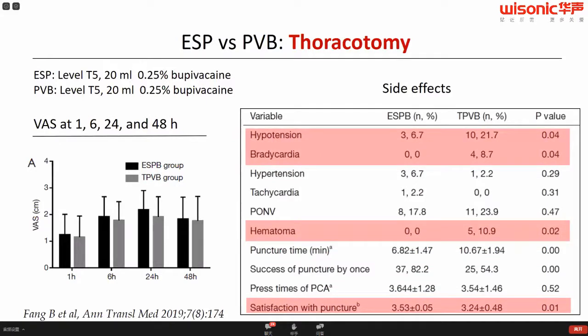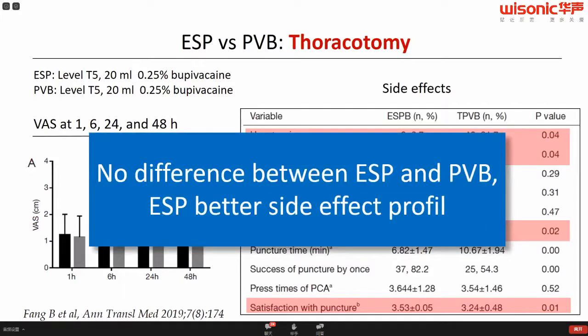And this was a comparative study of ESP block and paravertebral block for thoracotomy pain. And you can see here similar results regarding the pain scores and less hypotension, bradycardia in the ESP group. So the conclusion was no difference between both blocks, but a better side effect profile for the ESP.